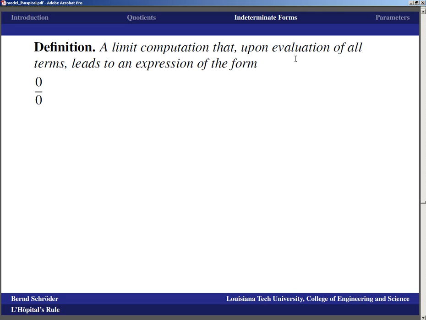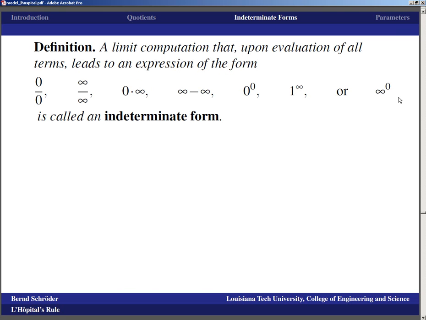A limit computation which, when we evaluate all terms, when we're plugging in the number, just leads to 0 over 0, or infinity over infinity, or 0 times infinity, or infinity minus infinity, or 0 to the 0th, or 1 to the infinity, or infinity to the 0th, that is called an indeterminate form. Well, okay, we've seen these two already.